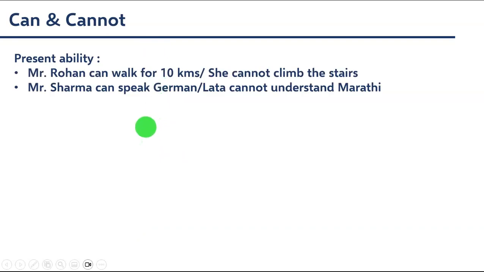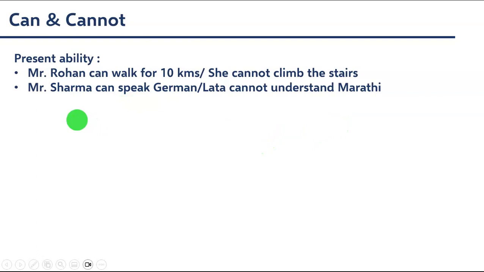The first two modal verbs which I want to cover are can and cannot. And the first scenario in which it can be used is to express present ability. Let's look at these examples. Mr. Rohan can walk for 10 kilometers. She cannot climb the stairs. Now this is talking about your ability in the present. Mr. Rohan can walk for 10 kilometers right now as we speak, and she cannot climb the stairs right now as we speak.